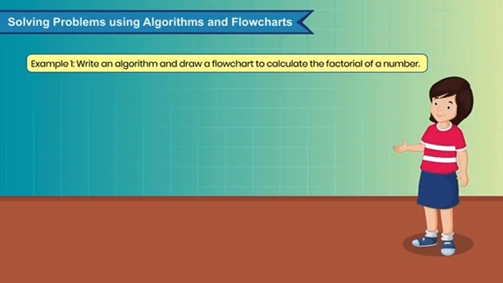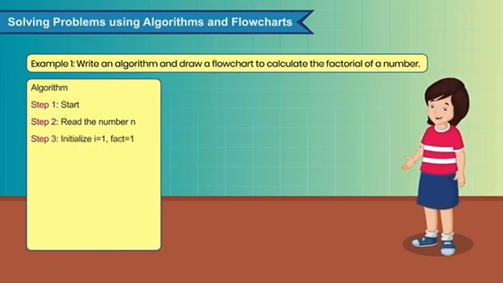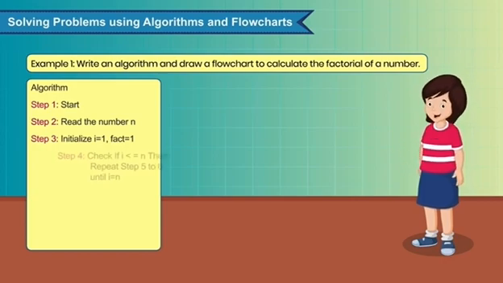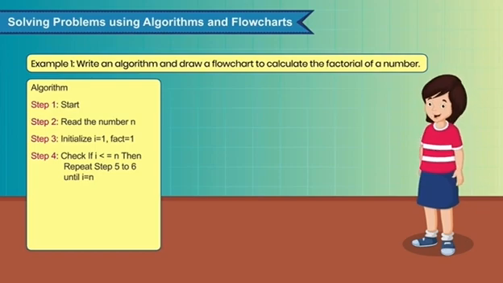Example 1. Write an algorithm and draw a flowchart to calculate the factorial of a number. Algorithm. Step 1. Start. Step 2. Read the number n. Step 3. Initialize i equal to 1, fact equal to 1. Step 4. Check if i is less than or equal to n. Then repeat steps 5 to 6 until i is equal to n.